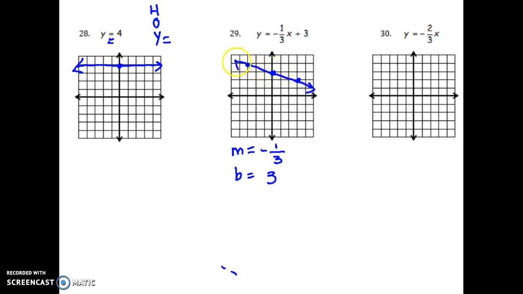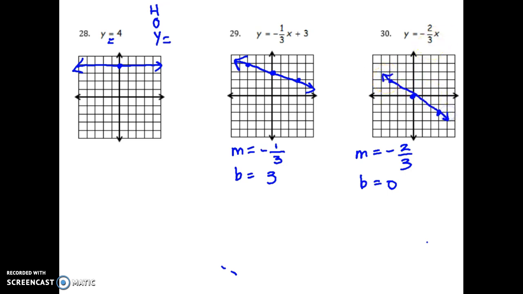Always stop and think after you graph it and look at your line and say, okay, I know it needs to be a negative slope. Is it a negative slope? In this case, it is. Okay, number 30, my slope is negative 2/3 and my y-intercept is 0. So I start at 0 here. My slope is negative 2/3. I'm going to go down 2 to the right 3, or I'm going to go up 2 and to the left 3. Okay, drawing my line here.